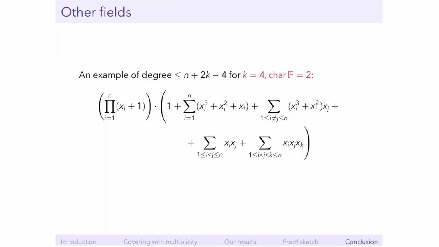And you can check that its degree is n plus 4, so n plus 2k minus 4. And this works in greater generality. We got this by just applying this reduction algorithm. And so you can do this. It's kind of a pain to do it, but you can do this.